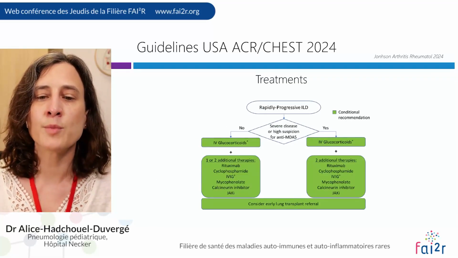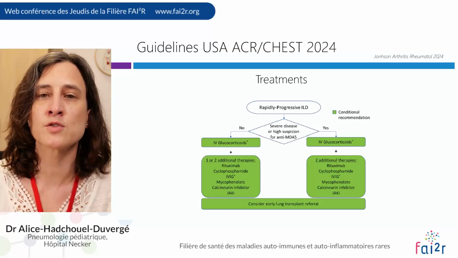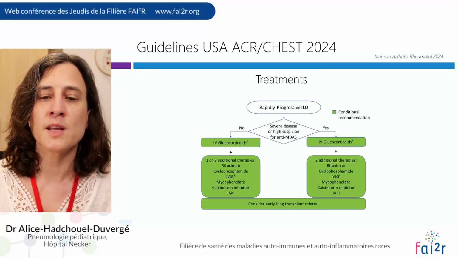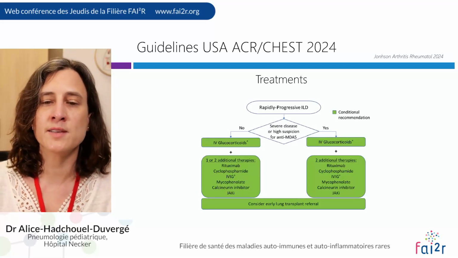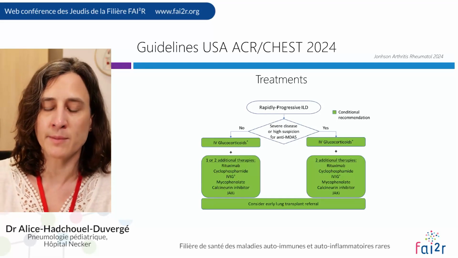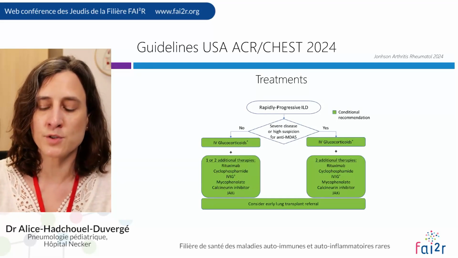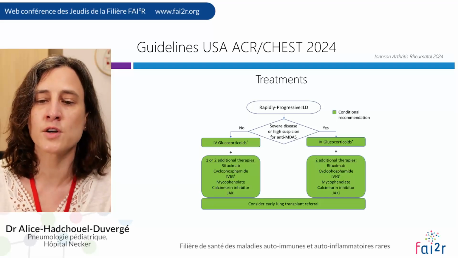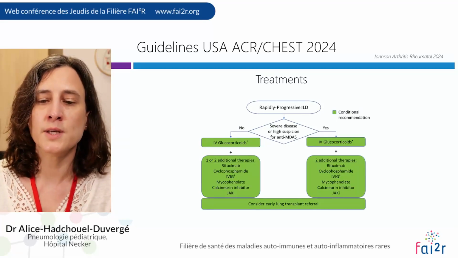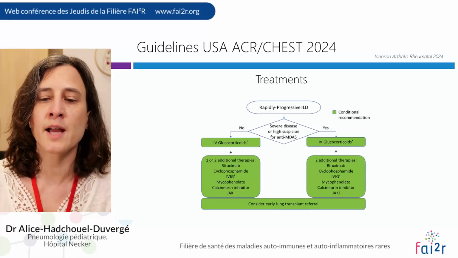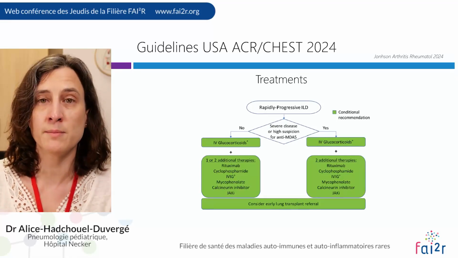Finally, in case of rapidly progressive interstitial lung disease, like the one we presented in this young 17-year-old girl with anti-MDA5 positive dermatomyositis, the adults recommend first to determine if there is a risk of anti-MDA5 positive dermatomyositis. If yes, the treatment relies on IV high-dose glucocorticoid associated with 2 other immunosuppressive drugs that should be started with the glucocorticoid, and those 2 additional drugs are preferentially rituximab and cyclophosphamide.